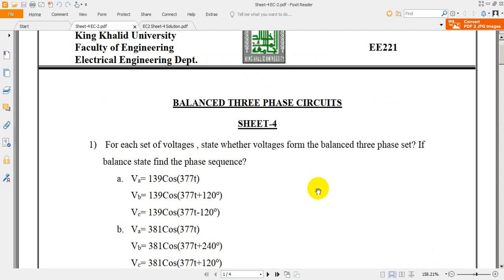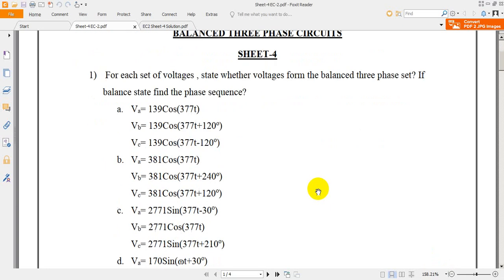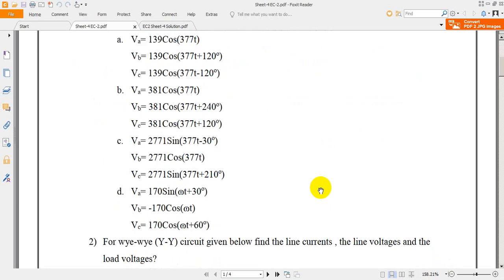Welcome to the sheet 4 electrical circuits 2. In today's session we will be seeing the balanced three-phase circuits, their phase sequence, and how to identify the phase sequence of a three-phase circuit.